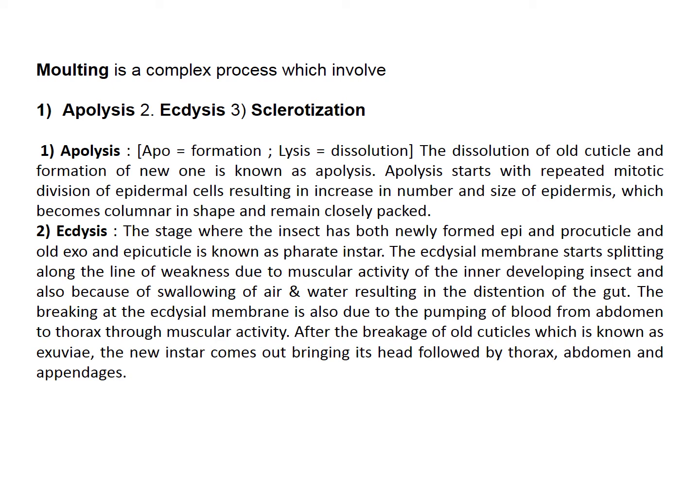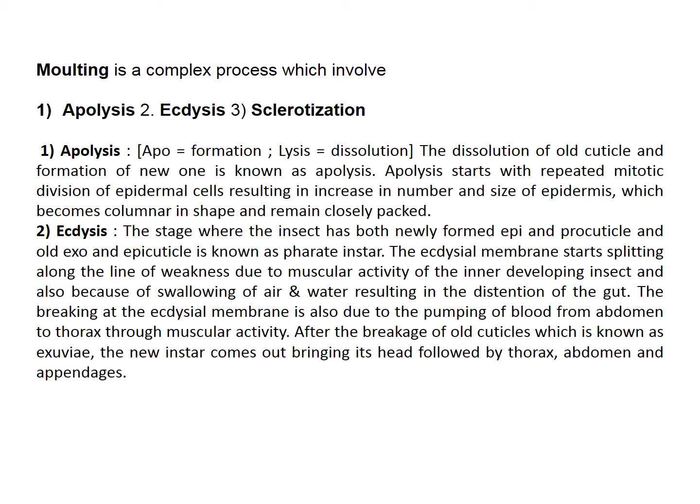Molting is a complex process which involves apolysis, ecdysis, and sclerotization. Apolysis: apo means formation, lysis means dissolution. The dissolution of the old cuticle and formation of new cuticle is known as apolysis. Apolysis starts with repeated mitotic divisions of epidermal cells, resulting in an increase in number and size of the epidermis, which becomes columnar in shape and remains closely packed.